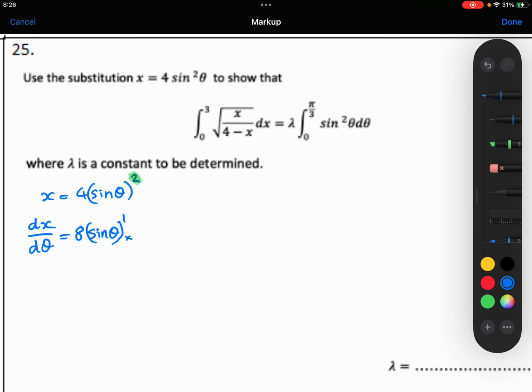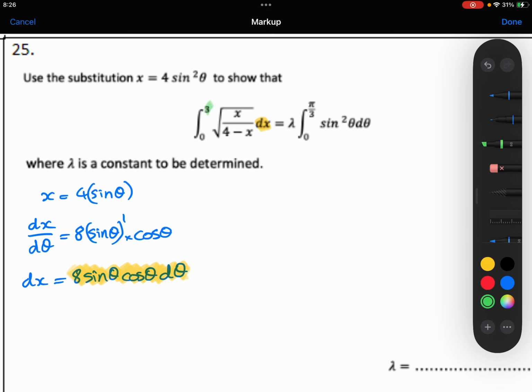And now by the chain rule, I have to multiply that by the derivative of the inside. The derivative of sine is cos. So my dx by d theta is 8 sine theta cos theta. So I can then rearrange to make dx the subject. It will be 8 sine theta cos theta d theta. Which means I can then replace my dx with all of this.